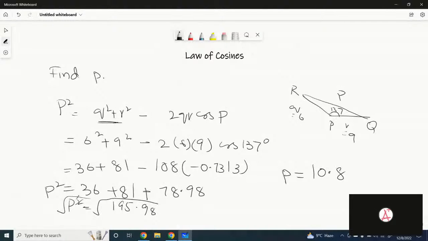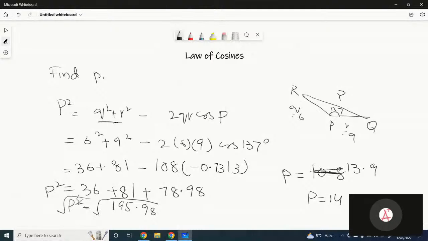You have to calculate the square root of 195.98. Yes, that would be 13.9. Got it? And you can round it off to 14. So that means P is 14.